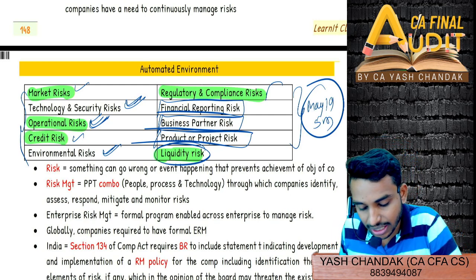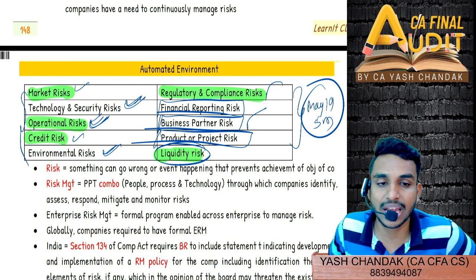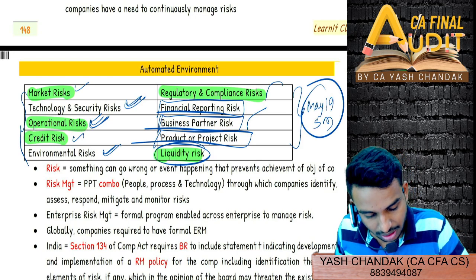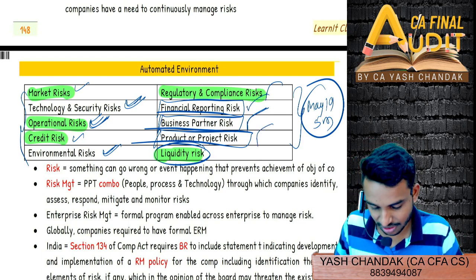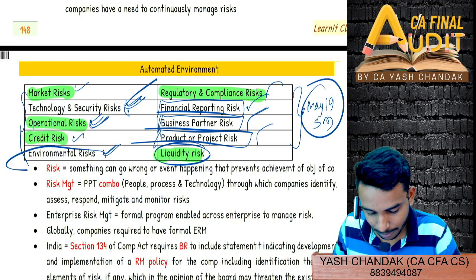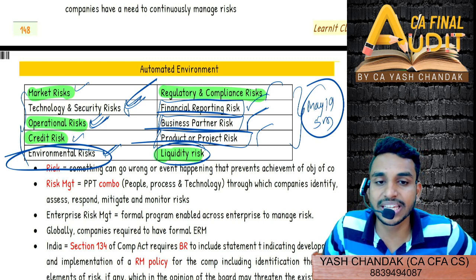Now, other than that, you can just remember: your life partner risk, or your business partner, is the same. Like if your life partner is the same as your business partner, then the same risks: product or project risk, financial reporting risk, and then technology, security and environmental risk. Environmental risk is very important as well, particularly for manufacturing entities.